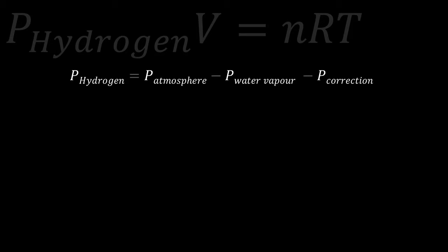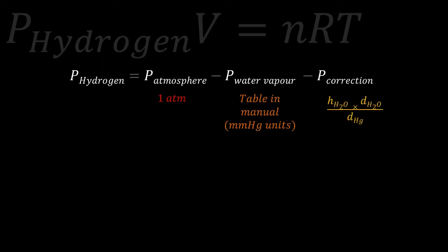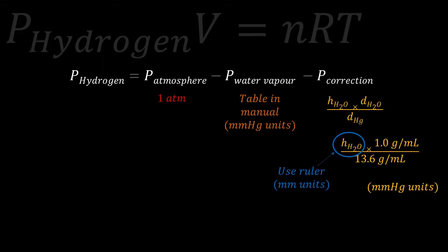Unless there is a barometer in the laboratory, we may assume the atmospheric pressure is 1 atmosphere. The water vapor pressure can be found on the back page of your laboratory manual and will be different depending on the measured temperature of the experiment. To work out the corrective pressure value, use this division, where the density of water and mercury are given to you in your laboratory manual.